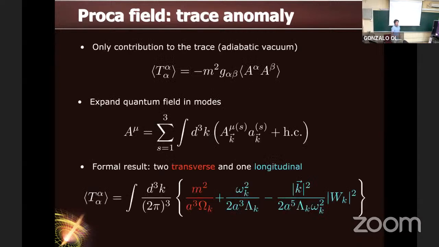Okay, we study the trace anomaly because if your method is able to reproduce it, that means you're doing things consistently, right? So this is the trace anomaly for the program. Now we expand the operator into modes and get this formal expression, where this is the contribution from the transverse modes and this is the contribution from the longitudinals. As we see, the transverse one is more involved than the longitudinal ones.